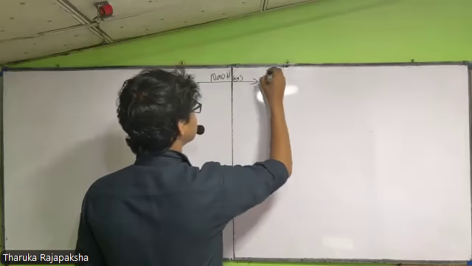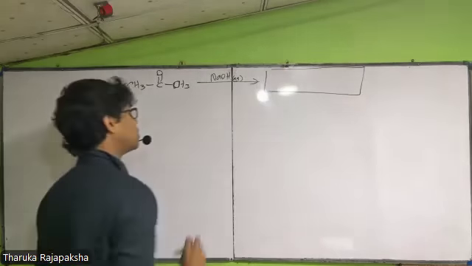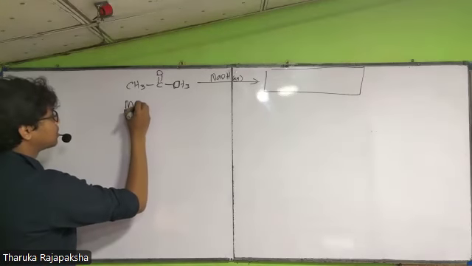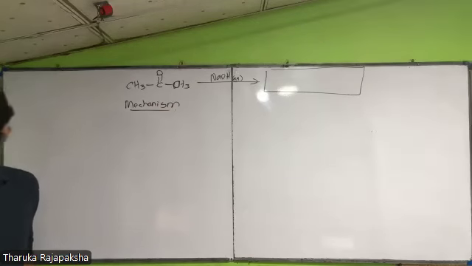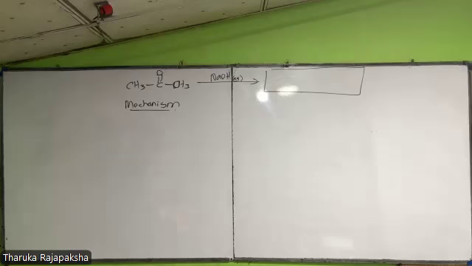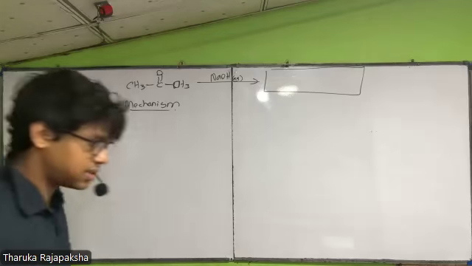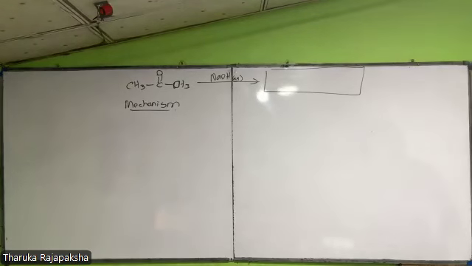Now, write the product here, and then write the mechanism. Write the product, then write the mechanism. Do it quickly. I'll give you 10 minutes.